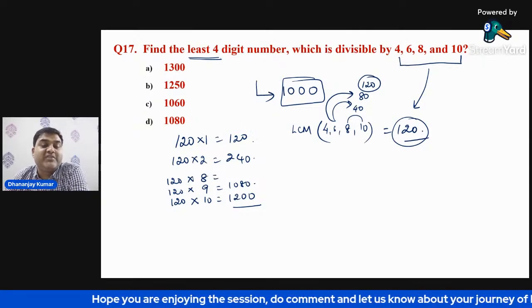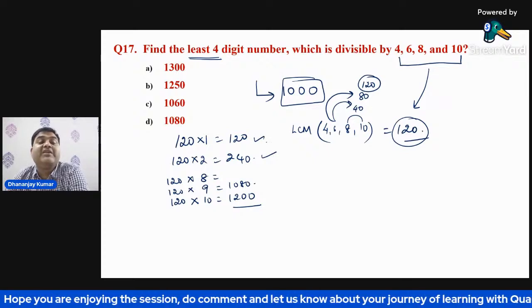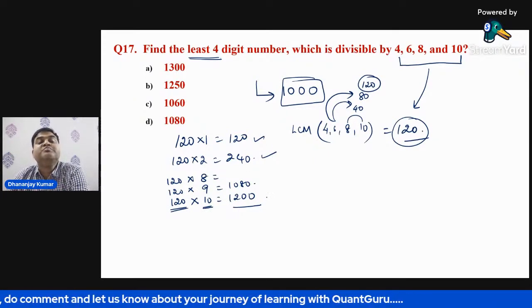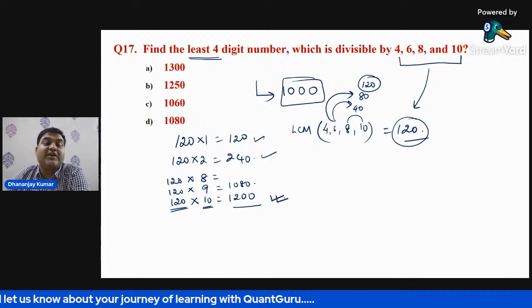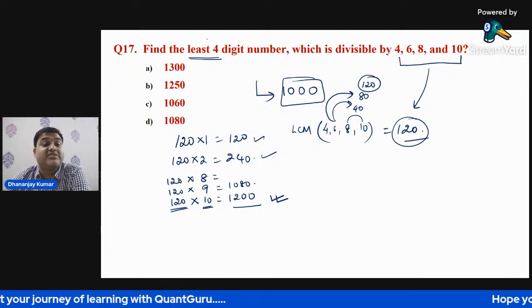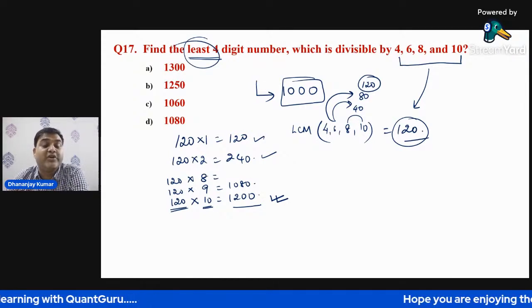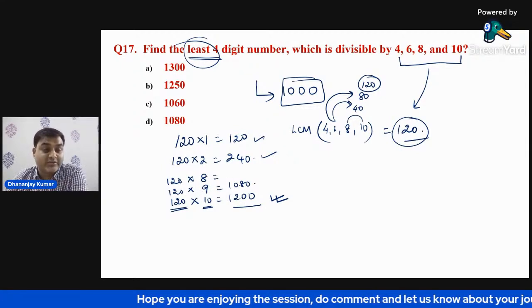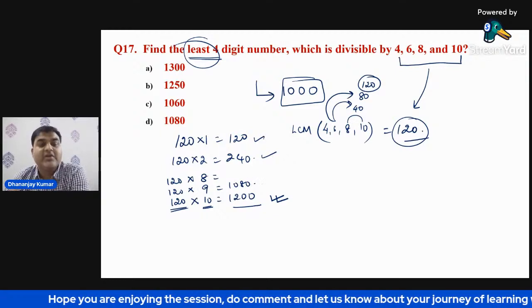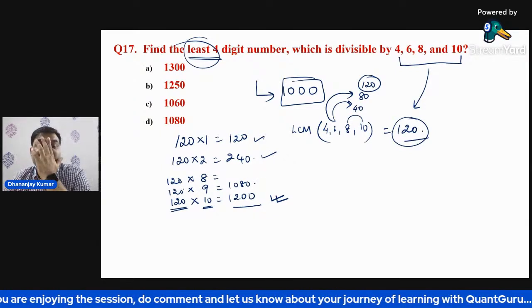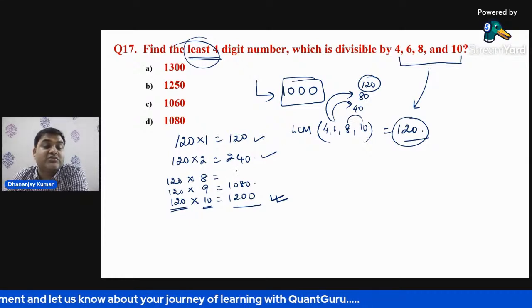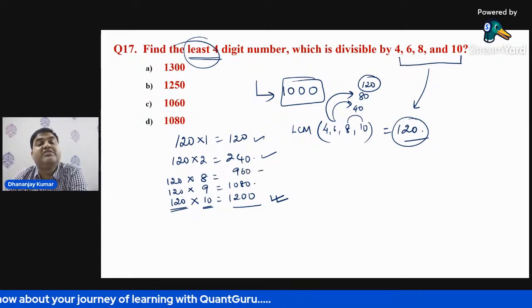Why? Because what we need, these all are 3-digit numbers, right? I need a 4-digit number. So what I have understood, 120 into 10 gives me a number which is 4-digit, but the question is the least 4-digit number, right? The lowest 4-digit number. So I'm just seeing what happens if 120 is multiplied by 9. You get 1080, right? Try once again. 120 into 8, if you do, what do you get? 960 you get, which is a 3-digit number, right?